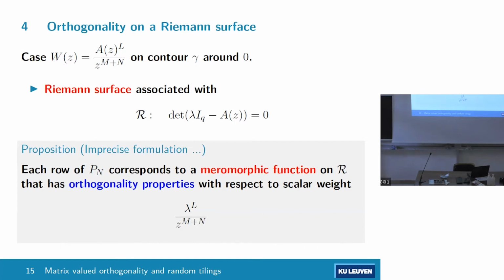What's the Riemann surface? Well, it's associated with just the characteristic equation for the matrix valued part here, this A. So that's an equation between lambda and z, a polynomial equation in 2 variables. There's a Riemann surface associated to it, assuming that the algebraic curve here is irreducible.